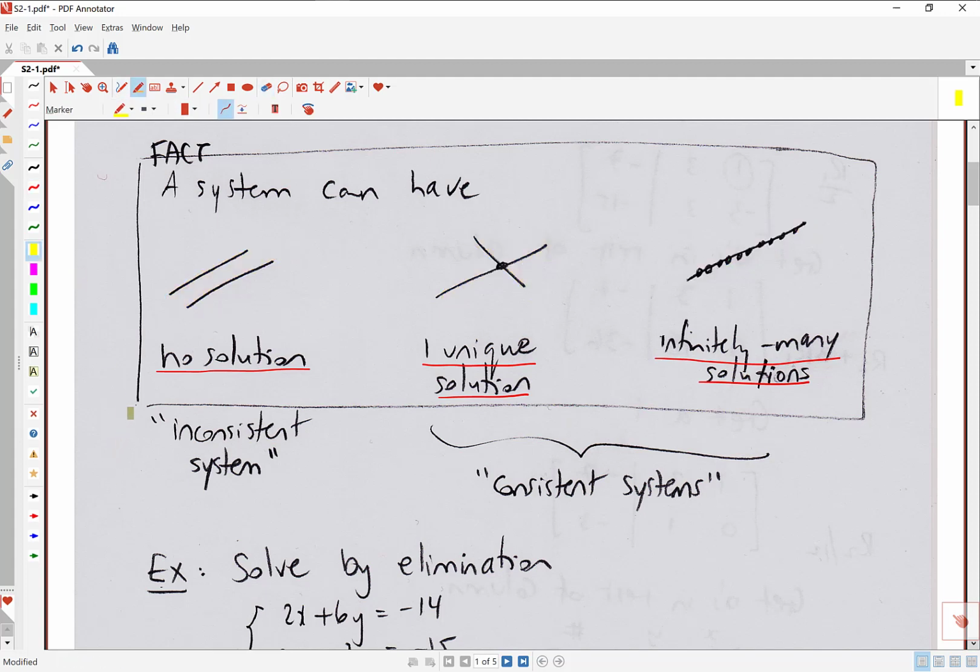Now, a little bit of terminology here. If a system has no solution, then the system is called inconsistent, or an inconsistent system. And anytime a system is solvable, whether it's got one unique solution or infinitely many solutions, it's called a consistent system. So when you see this word consistent, think of that as being solvable. It has one or more solutions.